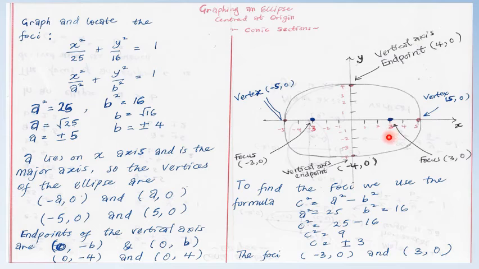So the foci are going to be on the major axis, and the major axis for this ellipse is the x-axis, because the x part has the larger number, which is 25, so the foci are going to be on the x-axis. So once you have this point and this point, this point and this point, you just draw, and that's how you graph your ellipse.